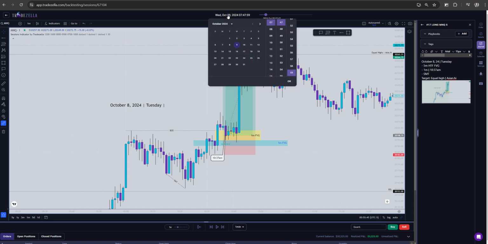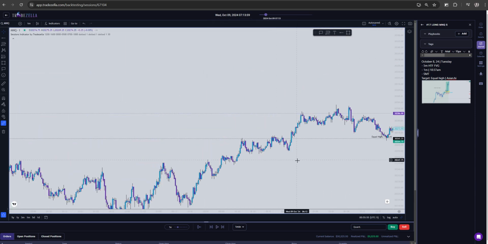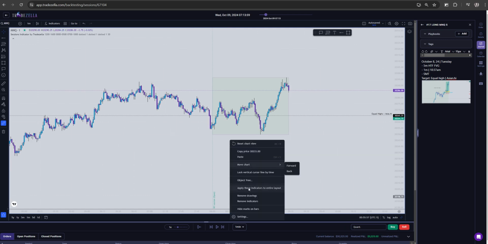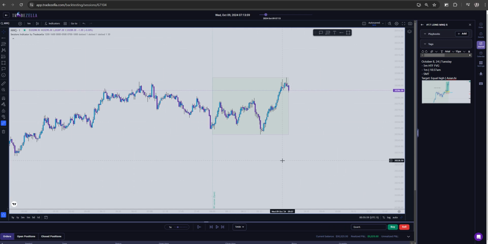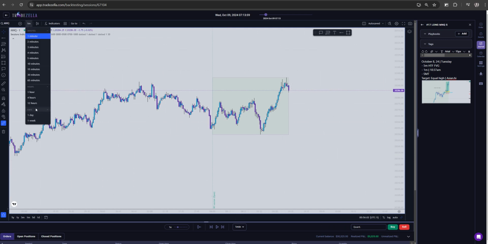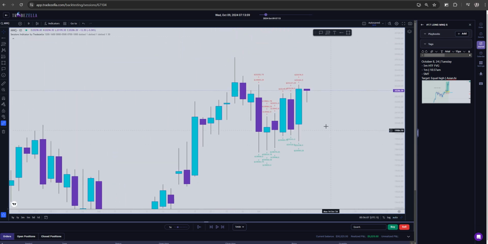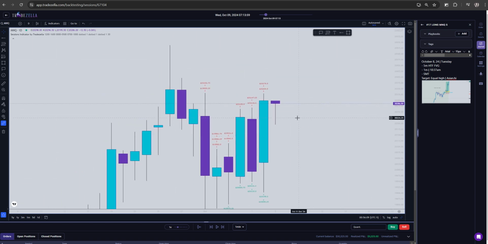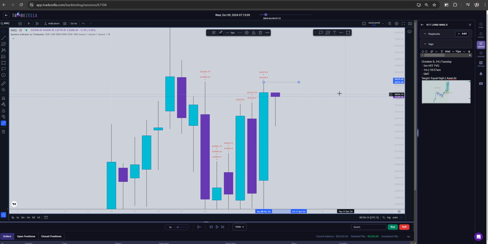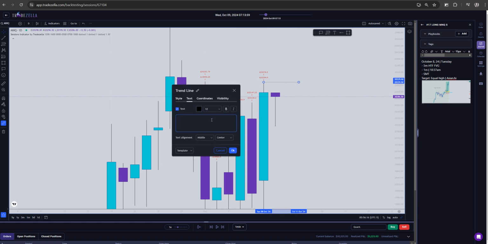Wednesday, 7:15 is the time I want to go to. Okay, so here's the next one, and we're just gonna remove those drawings, and then just do our analysis. So on the daily time frame, we want to take a look at what it looks like for our bias. Okay, here we have the previous day high, PDH.